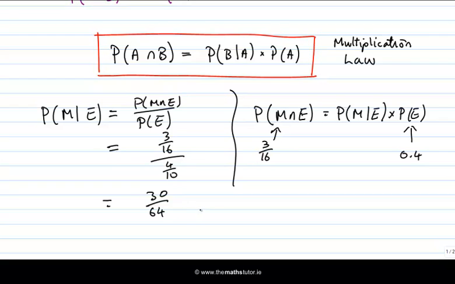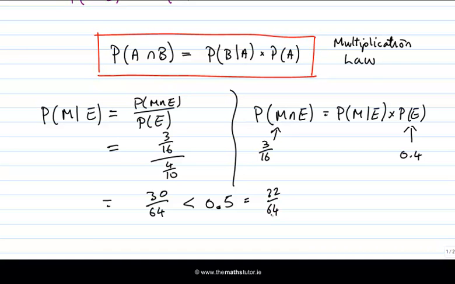And 30 over 64, you can either just see this yourself, or you can take out a calculator and check that that's less than 0.5. 30 is a little bit less than half of 64. 0.5 is the same as 32 over 64, so 30 over 64 is less than that. So that means that this event, M given E, is less likely than not.